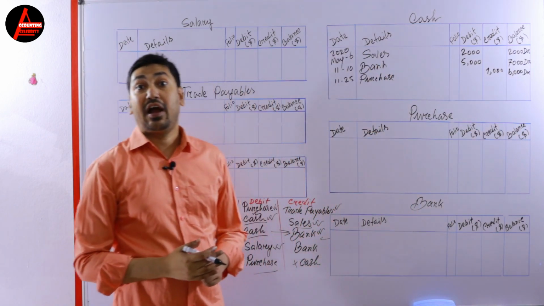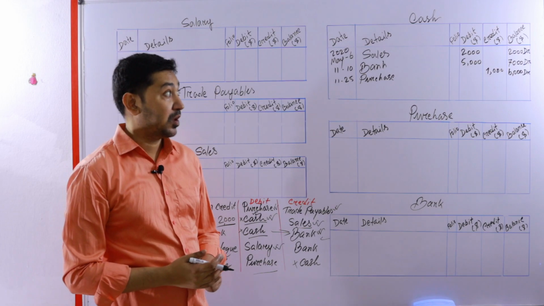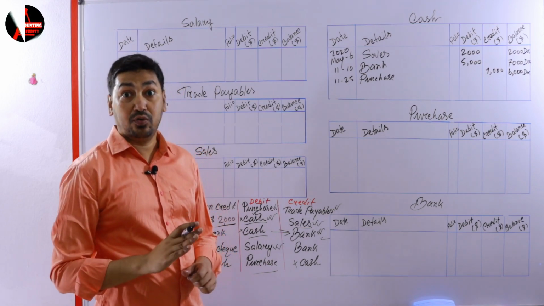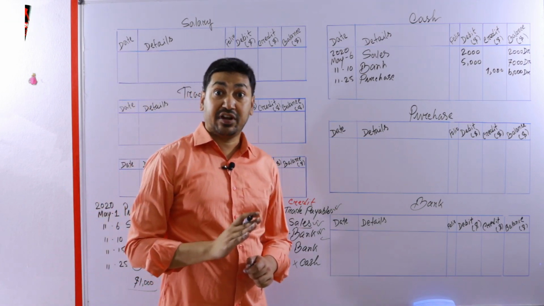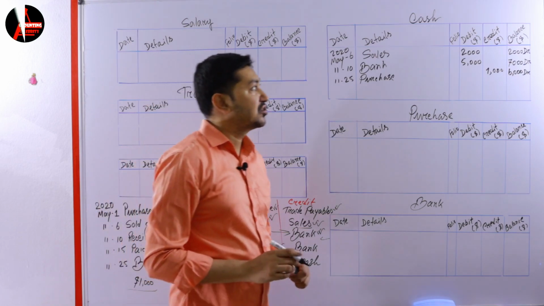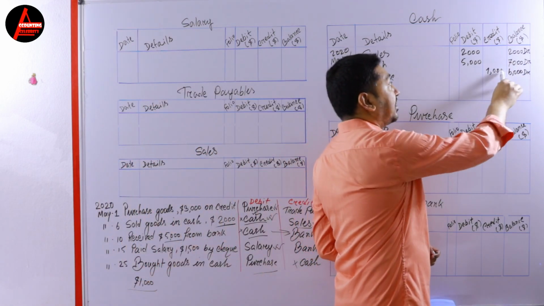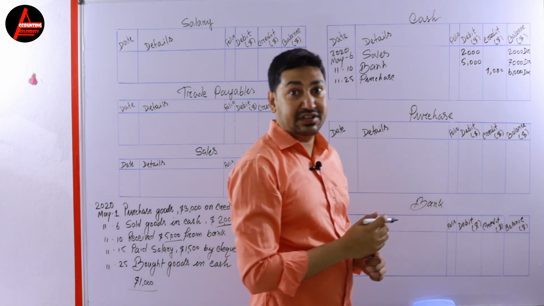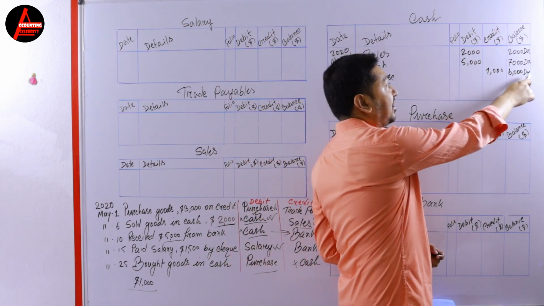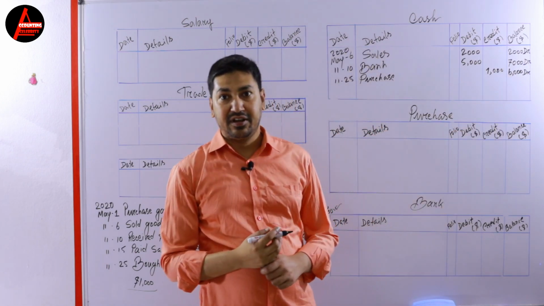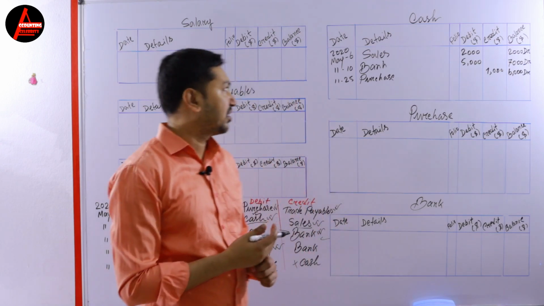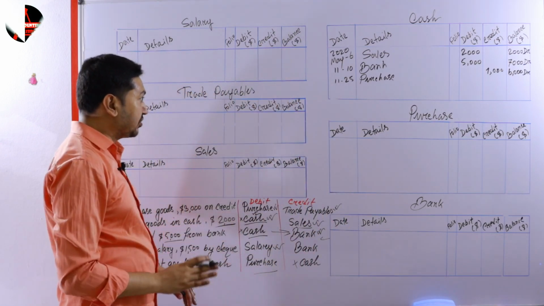Now why did I put here debit sign? Because you have to check the greater amount. What is your greater amount, debit or credit? So here your greater amount is $7,000, which is debit. That's why you need to write here debit. So this is all about our cash ledgers.